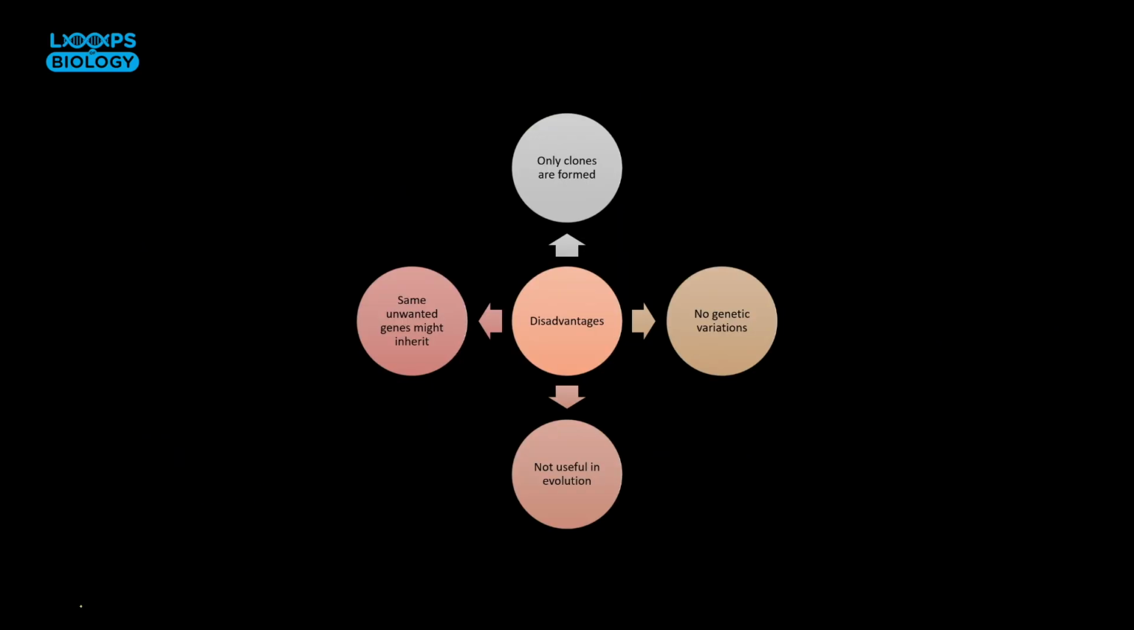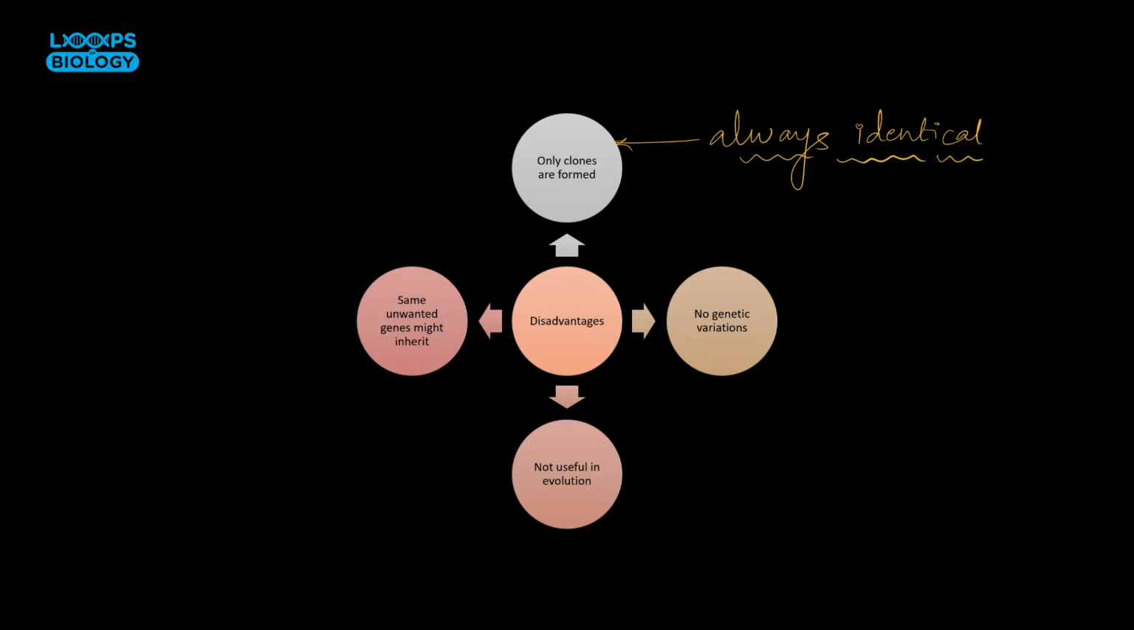But what are the disadvantages? Everyone talks about the advantages, but no one talks about the cons. So what are the cons for this particular process? That means only clones are formed. That is one of the cons. Even though the number of cells can get higher, and identical cells can get higher, they always remain identical. So if one has some problem, the other has the same problem too.